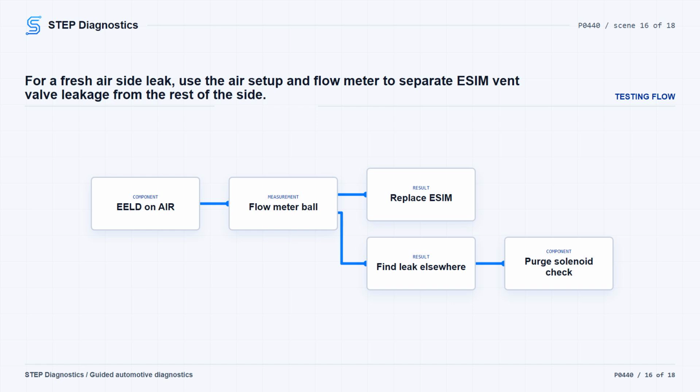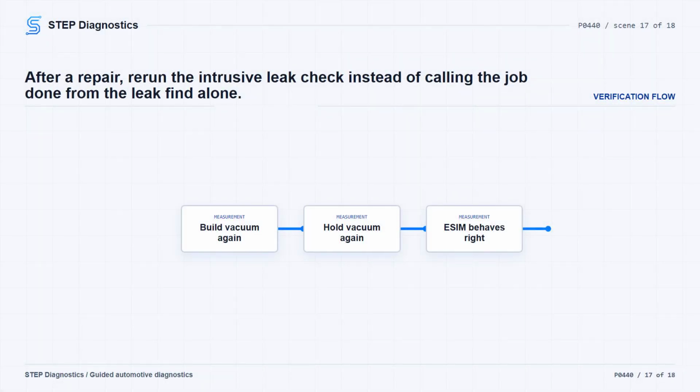If the ball drops to the bottom of the airflow meter or below the red flag, replace the ESIM. If the ball stays above the red flag, the leak is elsewhere in the system. Use smoke, a hydrocarbon sniffer, or a bubble test, then repair or replace the leaking component. As with the other side, if smoke comes through the purge solenoid during the purge solenoid internal leak check, replace the purge solenoid. Keep verification separate from the leak search.